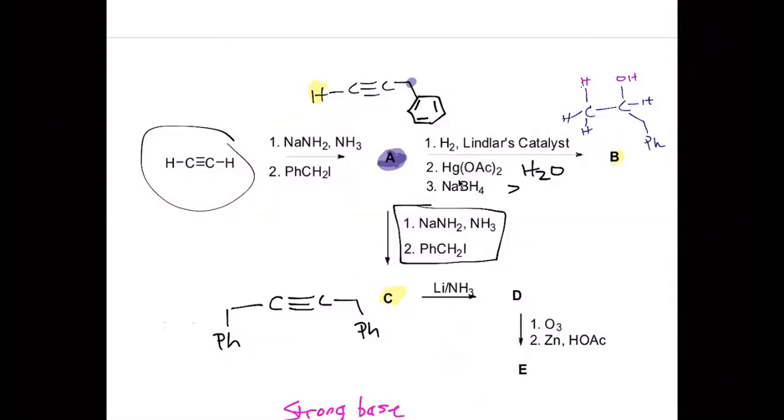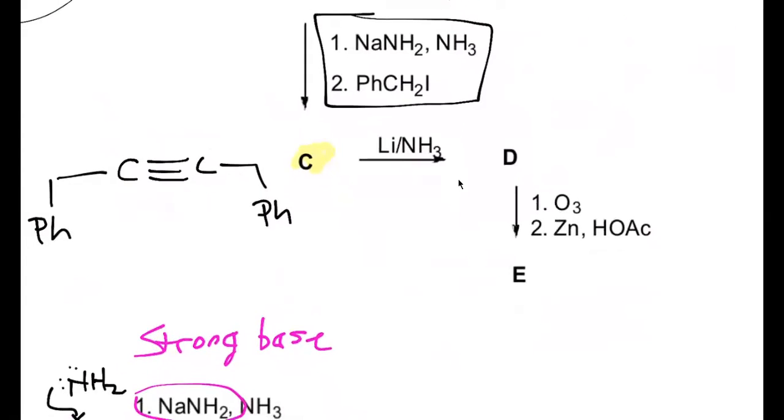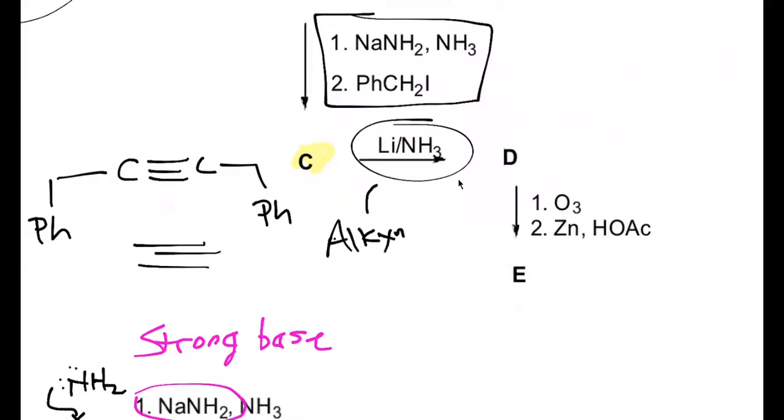Yes, sir. So now, Brittany, what is D? You said it earlier. The trans alkene? It's going to be a trans alkene from this starting material, right? Because lithium and ammonia is a way to make what? You go from alkynes to what? Trans alkenes.